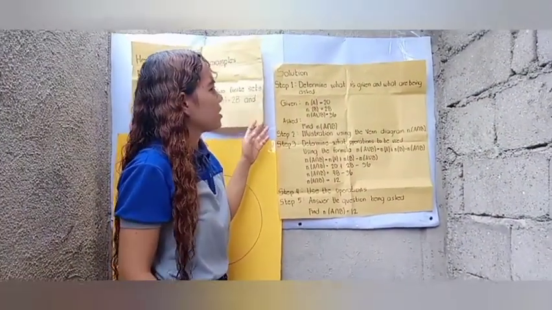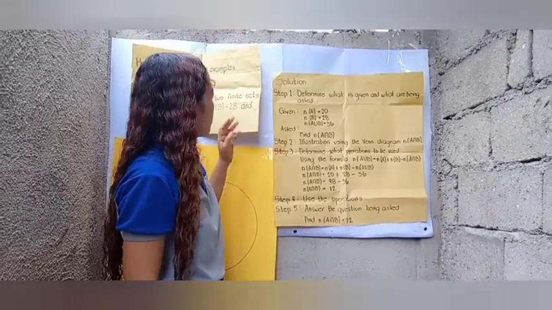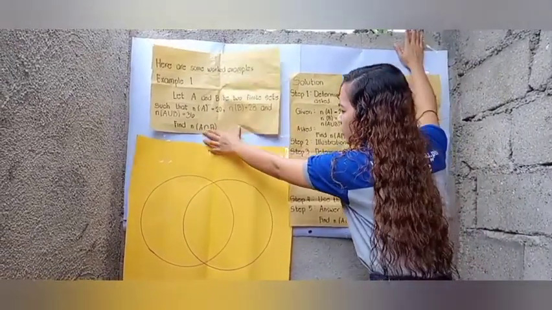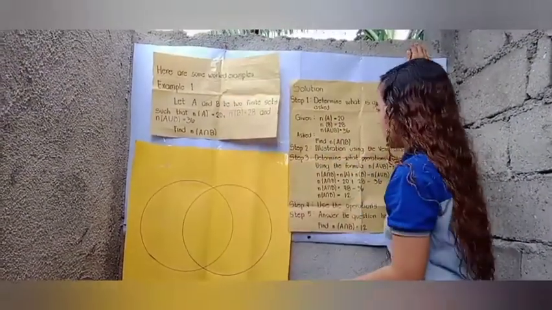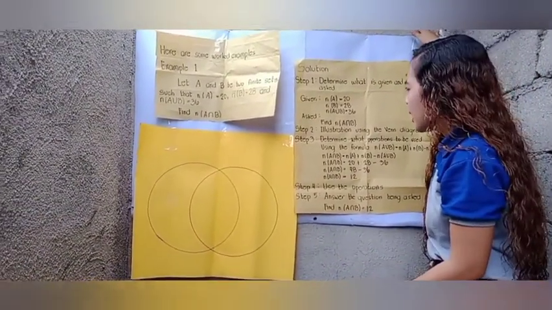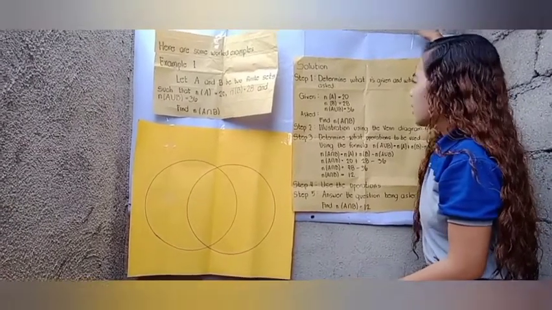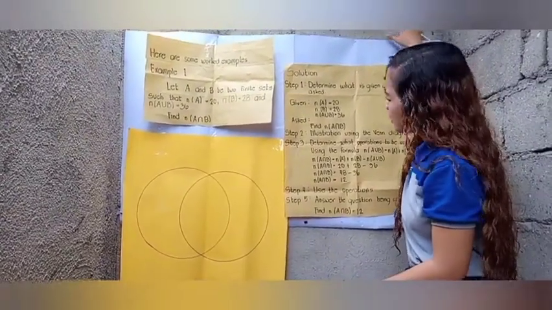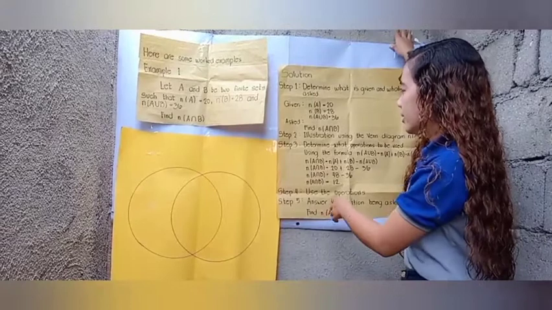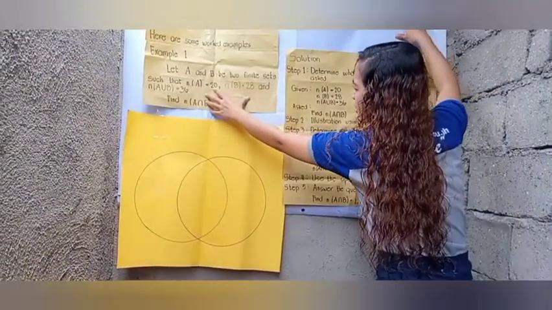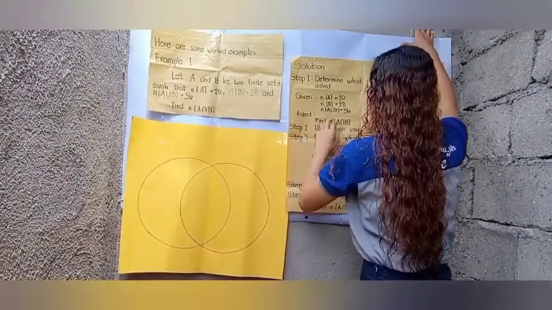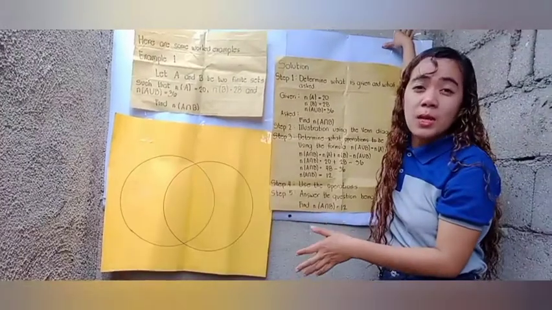Step 1, determine what is given and what is being asked. So here, what is being asked is the intersection of A and B. However, in step 1, it's not just about asking what the questions are. In step 1, we also look for the givens. So, our givens are the set A, which is 20, the set B, which is equal to 28, and the union of A and B is equal to 36. That's still just step 1.